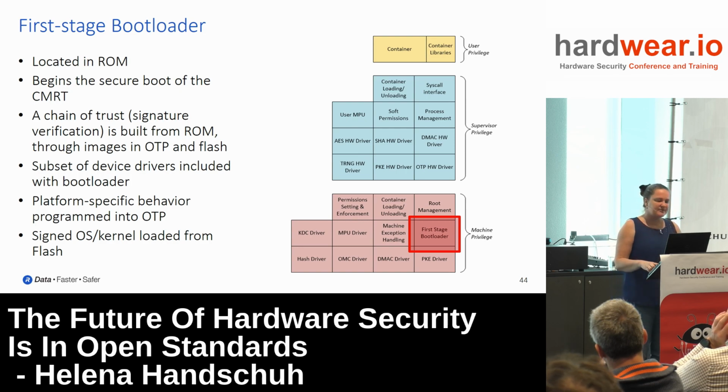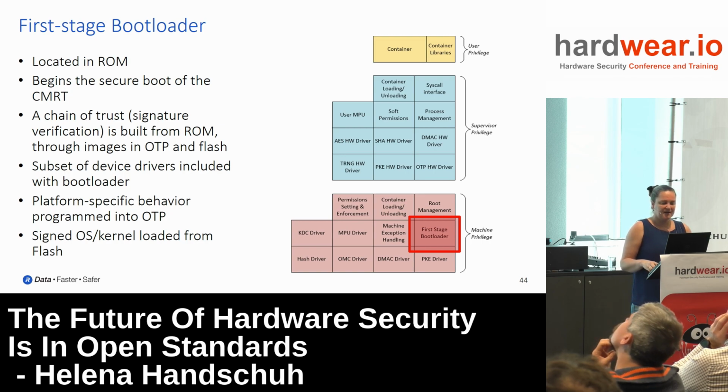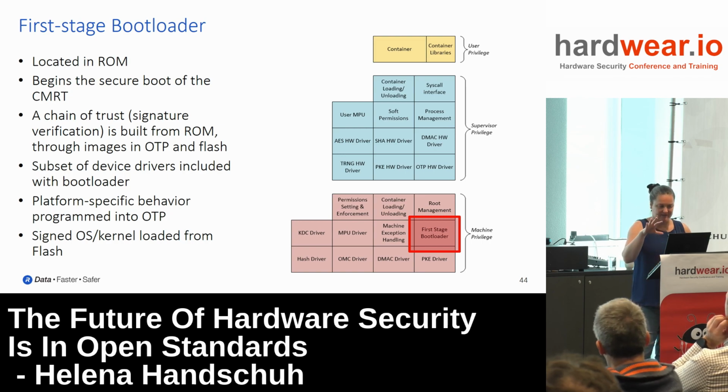There's a subset of device drivers included with the bootloader as well. It's platform specific. So the ROM is device and chip style specific, but the platform specific behavior is the part that you program into OTP. So permissions and things like that is where the difference will be, and this is all programmed into OTP so that it's manageable from a manufacturing standpoint. And then you load signed OS and kernel from flash.